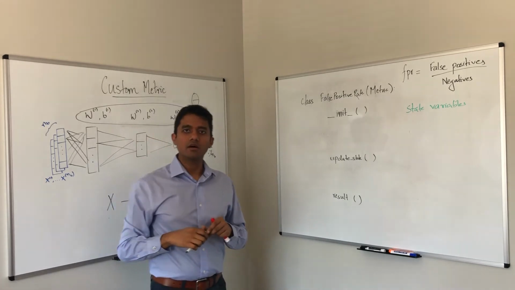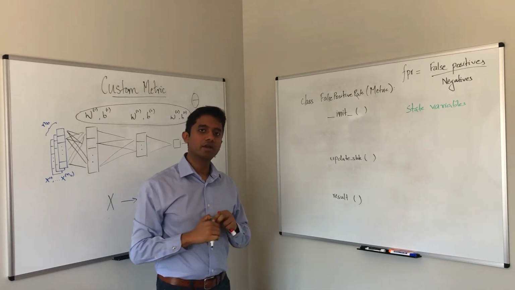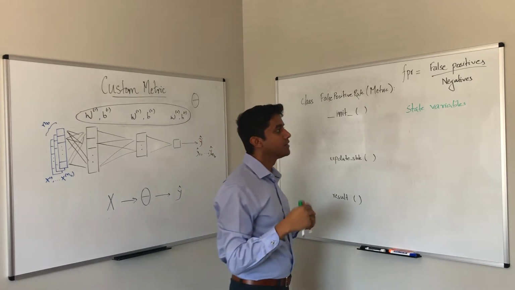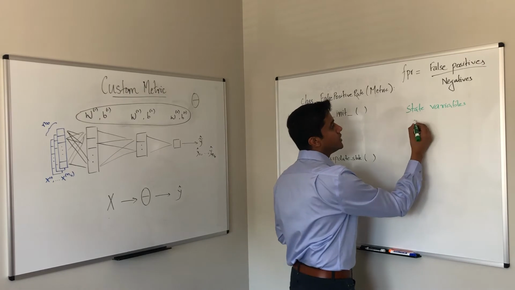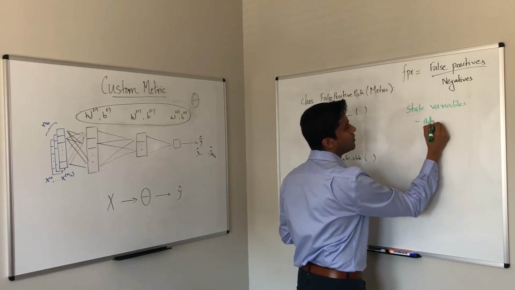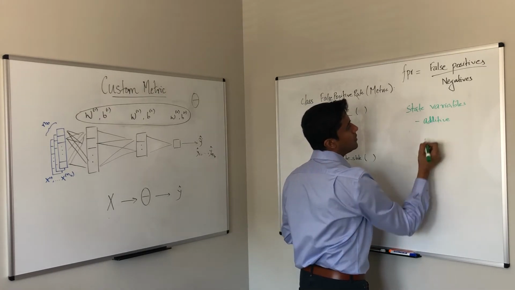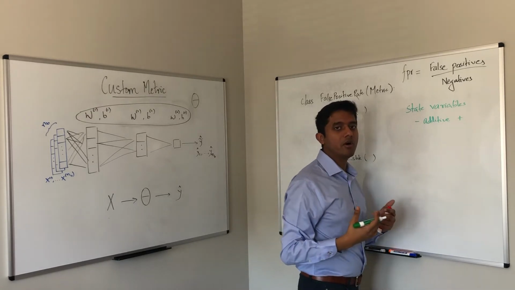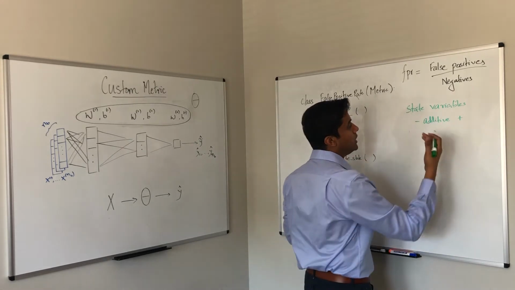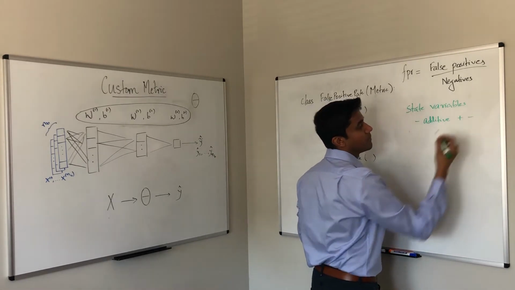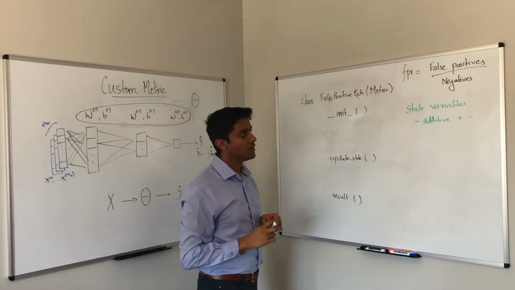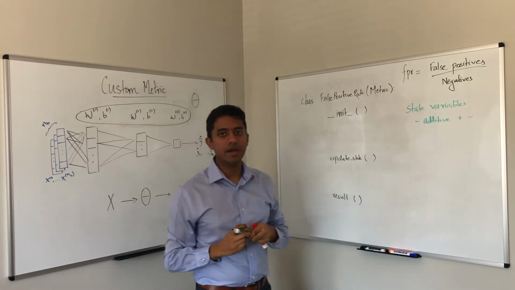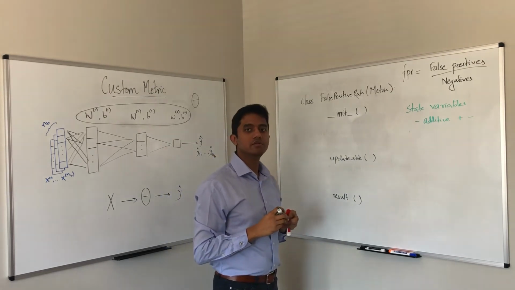Whenever we are defining a metric, it is important to identify the state variables early in the stage. And how is a state variable defined? A state variable is one which is additive, meaning when you want to update it, you only have to perform either addition or subtraction. The false positives and negatives are these state variables.